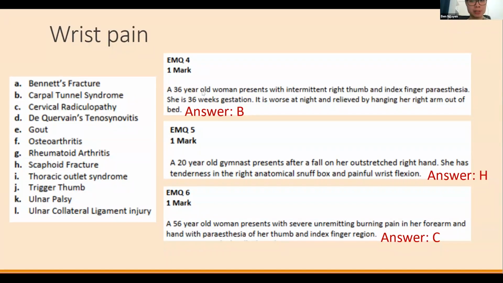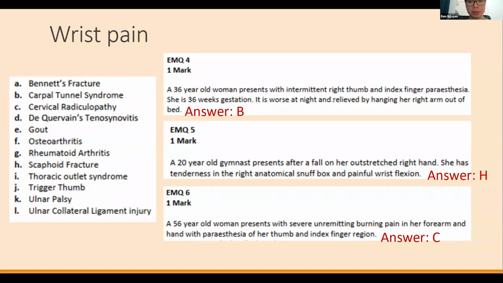So carpal tunnel. Carpal tunnel is often associated with pregnancy, because you're more likely to be prone to swelling in pregnancy. If that swelling builds up in the hand, it can compress the median nerve. And there's the median nerve distribution as well, so the right thumb and index finger. I think that's also a buzzword for carpal tunnel. So worse at night and relieved by hanging her right arm out of the bed. I think that will help to decrease the swelling, so relieve the pressure on the median nerve.